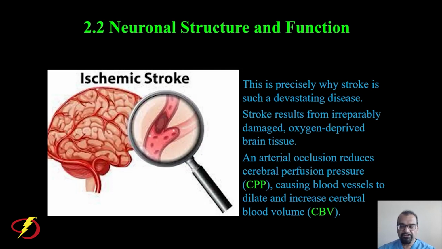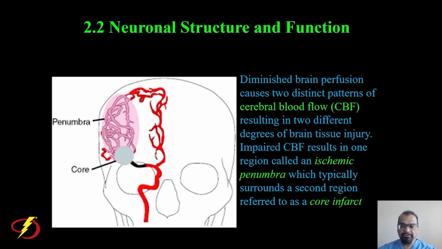An arterial occlusion reduces blood pressure to the brain. We call that reduced cerebral perfusion pressure, causing blood vessels to dilate and increase their blood volume or cerebral blood volume. Diminished brain perfusion causes two separate patterns of involvement. So let's look at this image here. This is the internal carotid artery, and we're going to go over anatomy later. This vessel extending medially off the carotid terminus where the carotid artery ends is called the anterior cerebral artery. This vessel extending laterally is the middle cerebral artery.